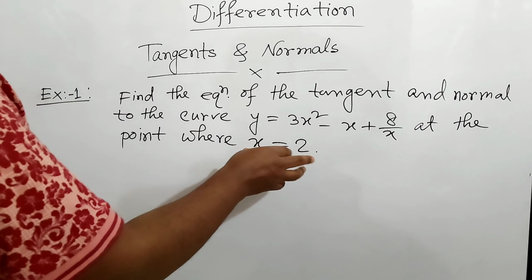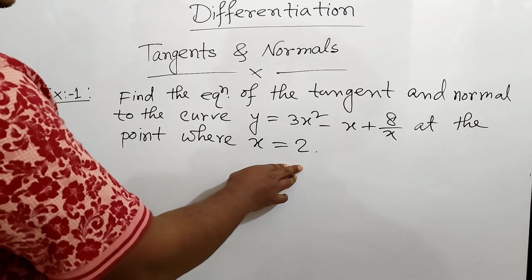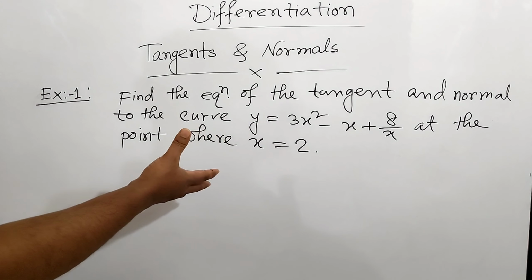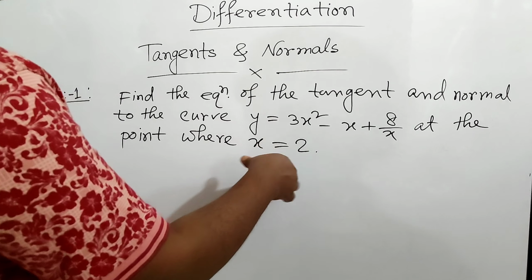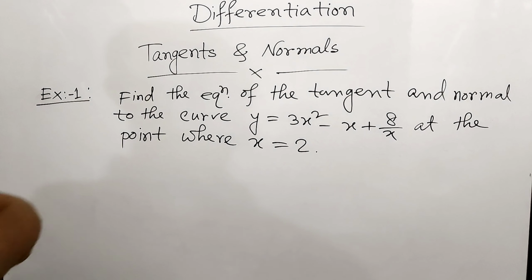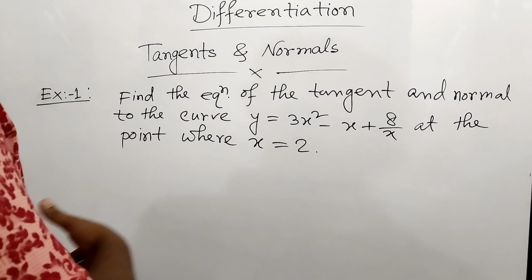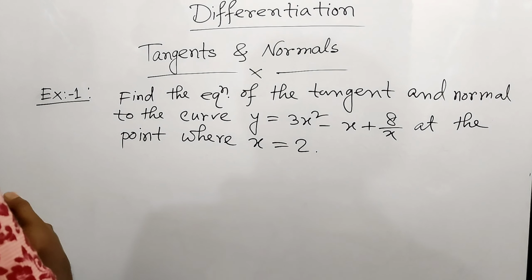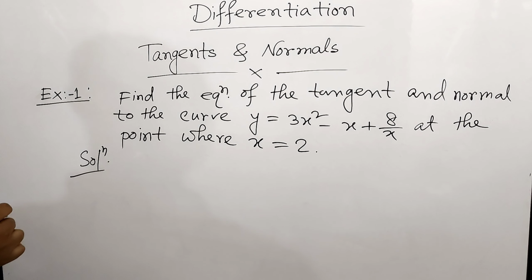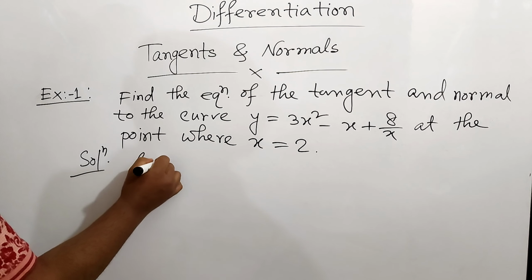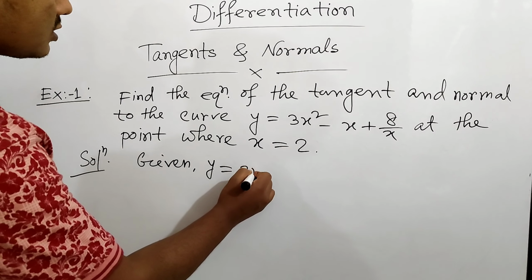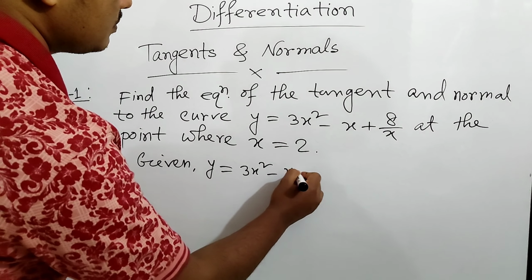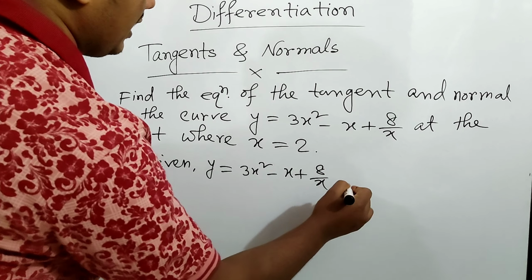So first we will find the value of y, then we will find the slope at point x equals 2, then after that we just use the formula, and then you can easily find the equation of the tangent and the normal. Okay, what will be the solution? First, write the given curve, that is y = 3x² − x + 8/x.